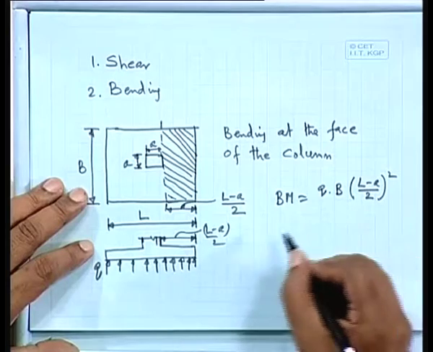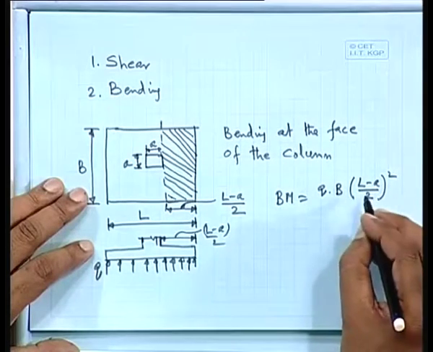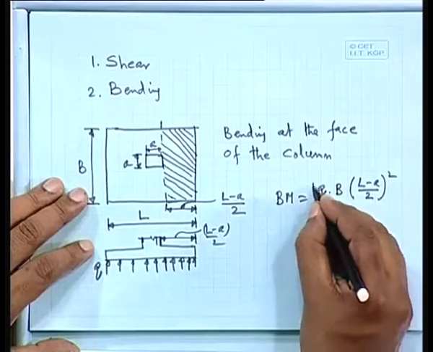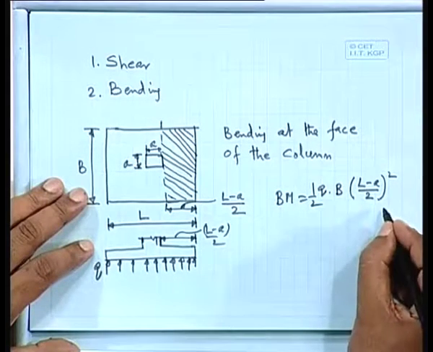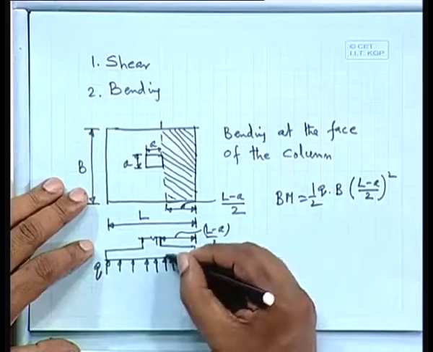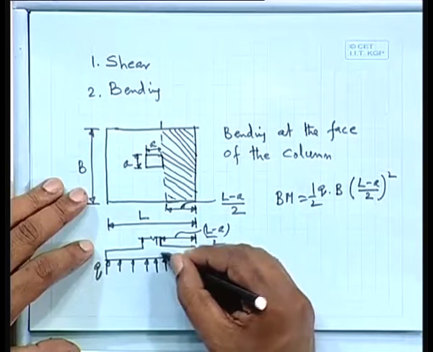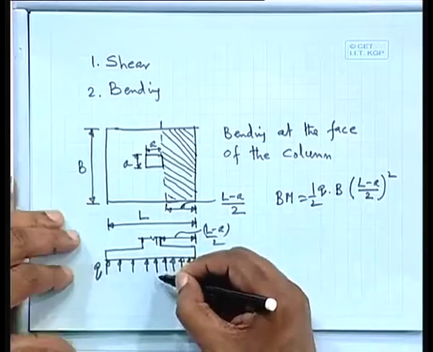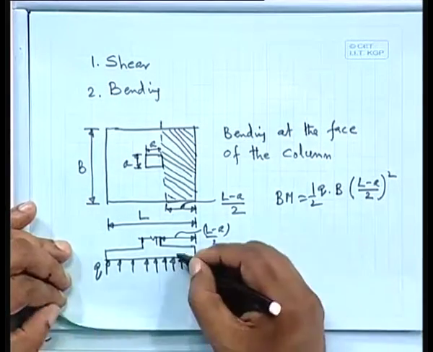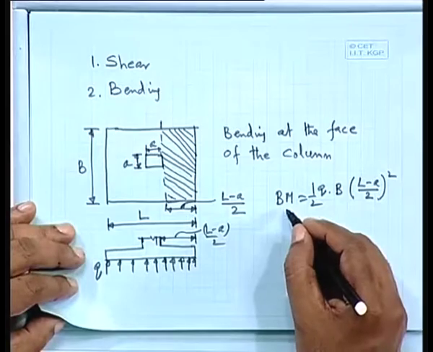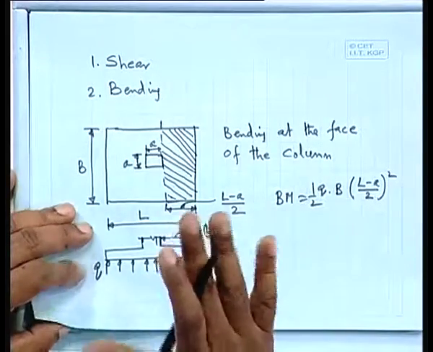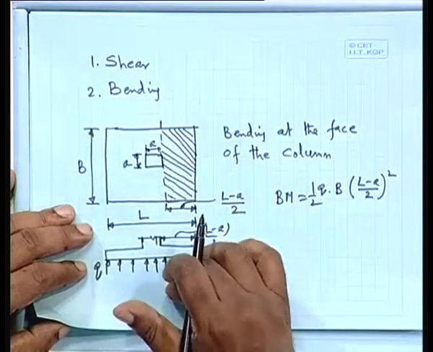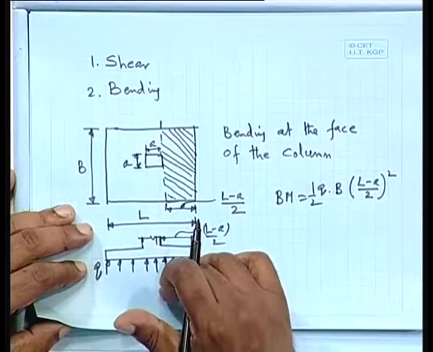So the bending moment will be equal to Q times B, and L minus A by 2 whole square, times half. This is the bending moment we shall get here, and we have to check the thickness with this bending moment. So for footing we have to check the bending moment due to the soil pressure that you are getting.